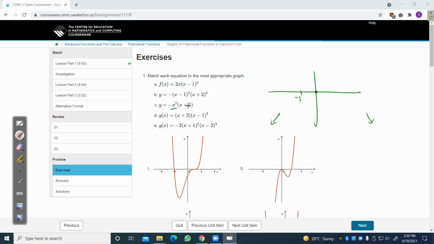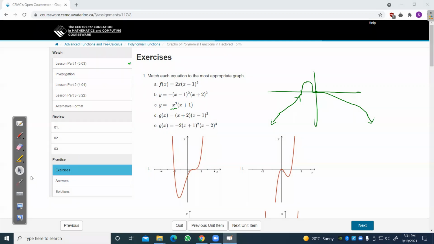Here, let's look at this. It's going to go through negative 1 as it is, like that. But at 0, this is an order 3 factor, so there is going to be a point of inflection, like a mini cubic function. If you zoom in here, it's going to look like this. A mini cubic function there, at 0.